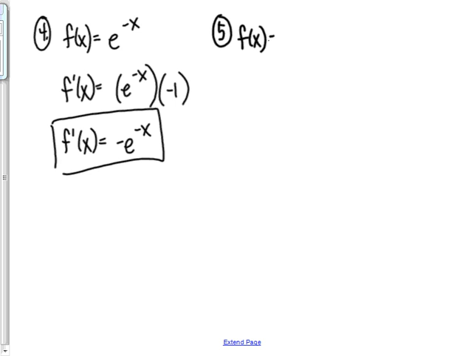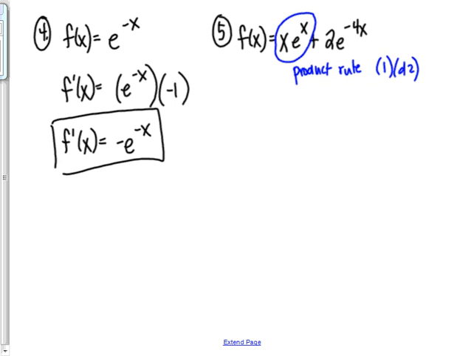x e to the x plus 2 e to the negative 4x. Okay, so what you're watching for is whenever you've got an x in front of the e to the x, that tells you that you want a product rule. Now remember, product rule is 1 d2 plus 2 d1. So let's do that product rule. So it would be 1, which we're calling x. Then d2, so I need to take the derivative of that e to the x.